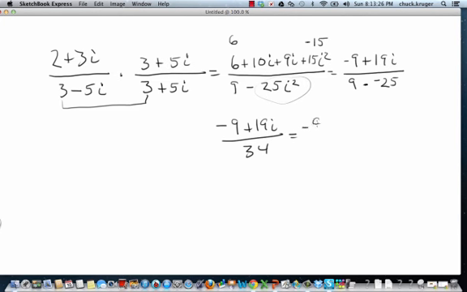Now, the book may give you this as a fraction, negative 9 over 34 plus 19 over 34i. If they do, don't freak out.